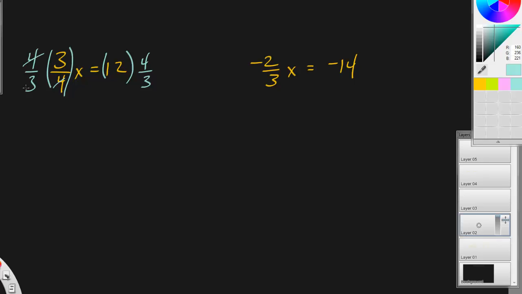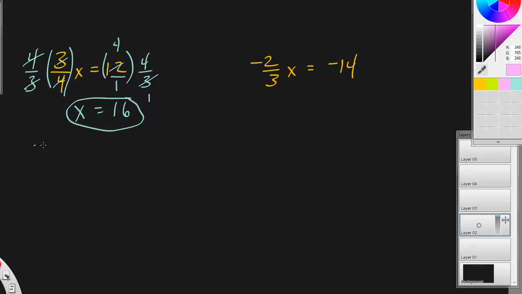That's going to cancel all this, leaving me all 1s, and I'll have 1x equals whatever this is over here. Well, this is 12 over 1, and you can see that this will cancel here. You can feel free to use your calculator on this, but that would be 16. Now I'll show you a different way to do this.